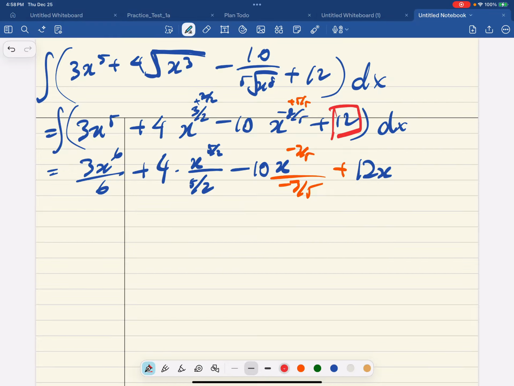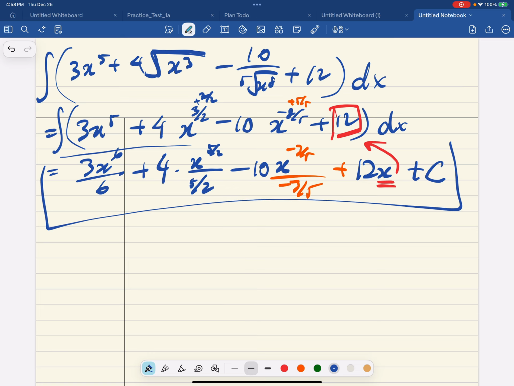Whenever you see a constant like 12, just add x to it. And that makes sense because if you do the other way around, if you derive 12x, it will give a 12. If you don't know why, you should watch the derivatives video. And then we add a c per usual, because it is an indefinite integral. And you can definitely simplify this.